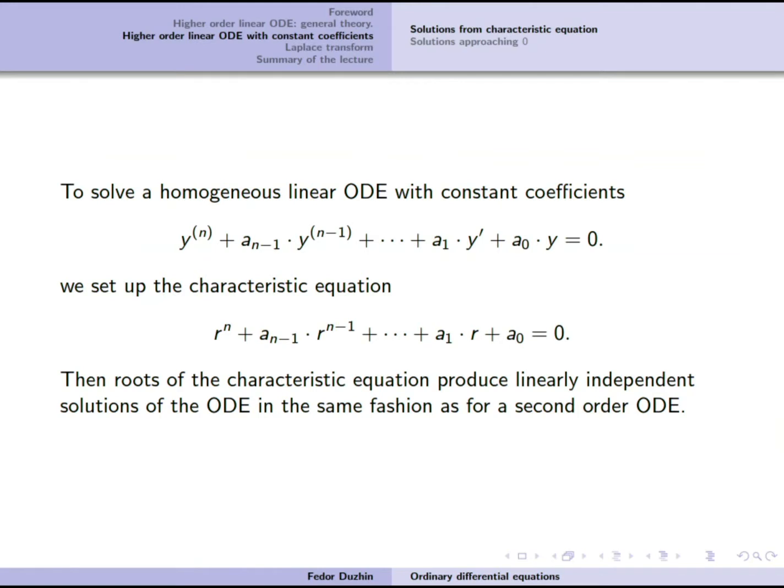Now, in order to solve a homogeneous linear differential equation with constant coefficients, we have to do pretty much the same thing as we do for a second order differential equation. The only thing is now that the characteristic equation has degree n. But the idea is that every root of the characteristic equation corresponds to a solution, and all the roots together produce n linearly independent solutions, right? So the pattern is that n roots of the characteristic equation give n linearly independent solutions.